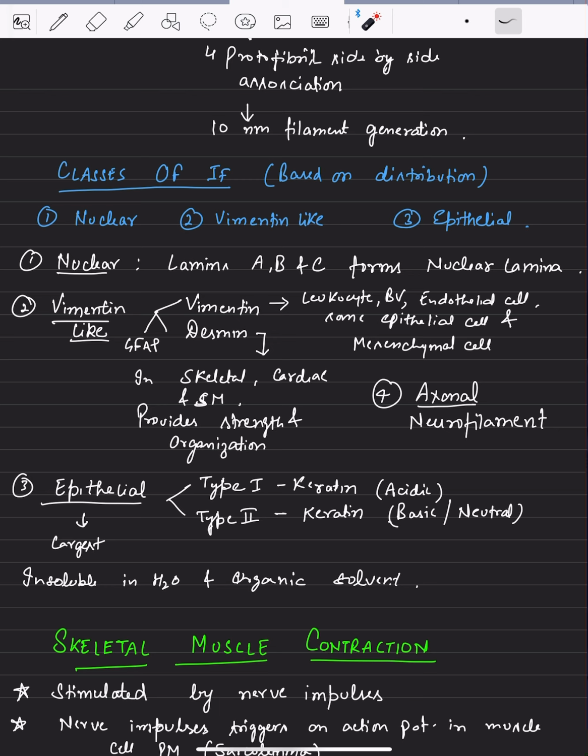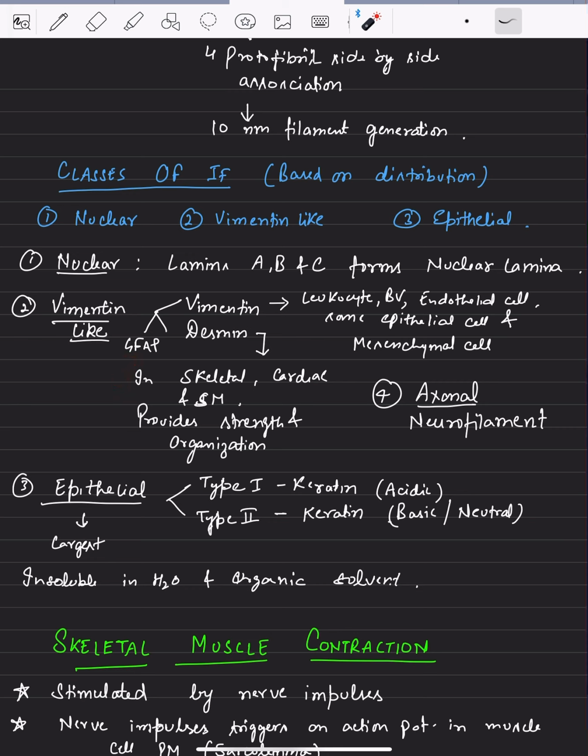So vimentin type is in leukocytes, blood vessel endothelial cells as well as some epithelial cells and mesenchymal cells, these are common in such tissues. Further in skeletal, cardiac as well as smooth muscle cells we observe desmin, and it is responsible for giving strength and organizing them. Here further is the glial cell. And so next is the epithelial.